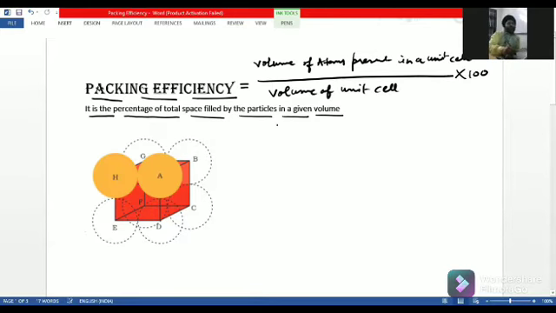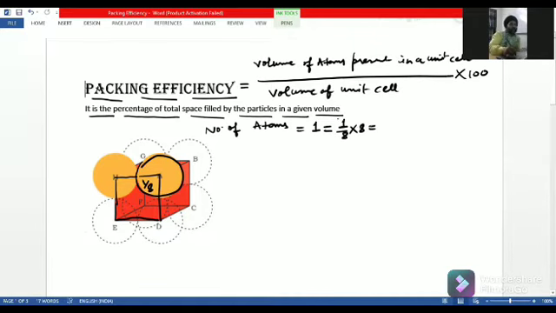Now, when we talk about primitive unit cell, how many atoms are present in a primitive unit cell? So the number of atoms present in a unit cell is 1. Okay, now how did we get this? You can see that in a primitive unit cell, at every corner, 1 atom is present, but it is contributing only 1/8 part in this unit cell. So we can say that 1/8 multiplied by 8, because there are total 8 atoms at the corners. So the total number of atoms will be 1.